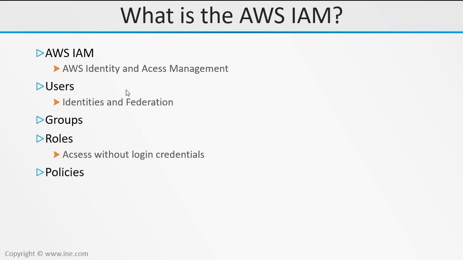And we have policies. Policies are documents with a bunch of instructions in order to give permissions. I will explain it to you also. And also, AWS IAM works with AWS KMS.